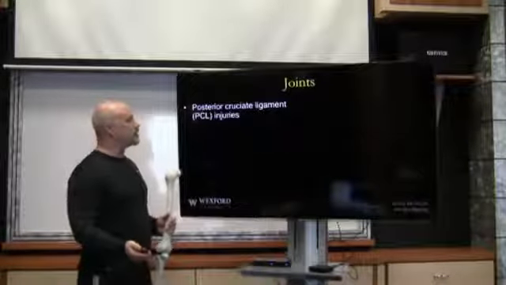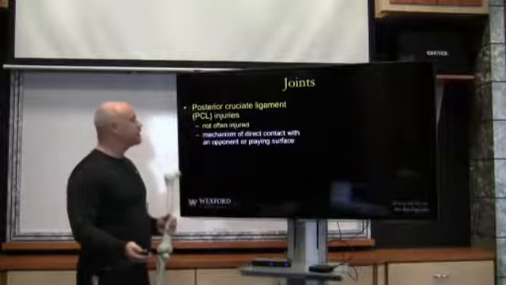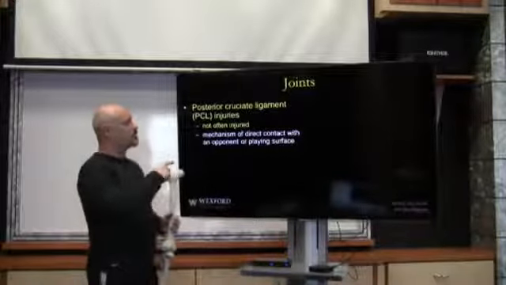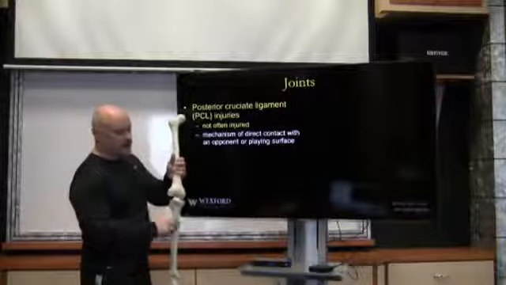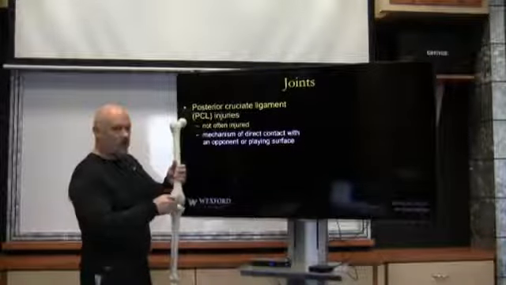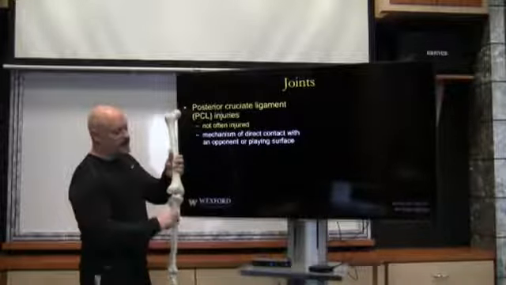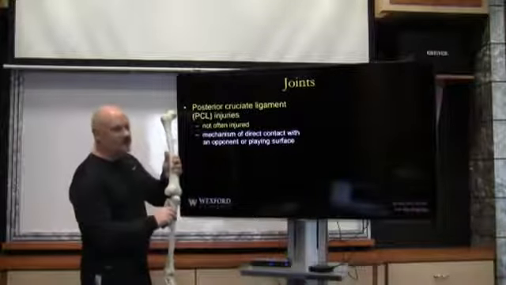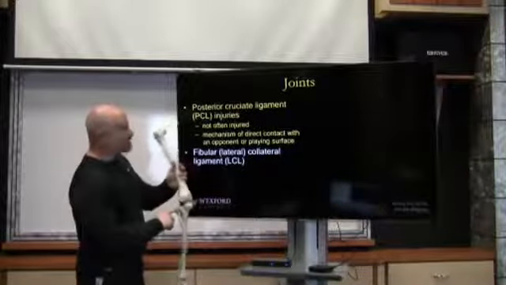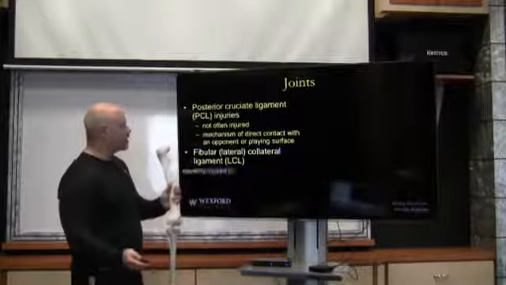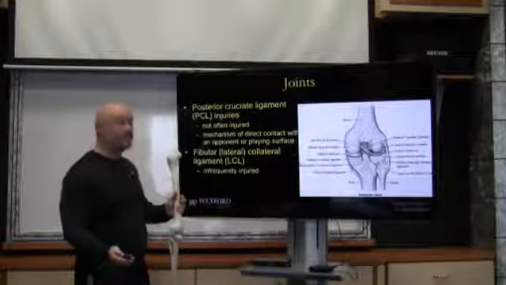Now the posterior cruciate ligament, the PCL, it's not injured very often. The mechanism is direct contact with an opponent or playing surface. And the PCL keeps the femur from moving forward. Remember, the ACL keeps the lower leg from sliding forward, and the PCL helps keep the femur from sliding forward on the tibial plateau. Now, the fibular, the lateral side, that's the lateral collateral ligament. That's infrequently injured as well. We don't see a lot of that. We see mostly the medial side.